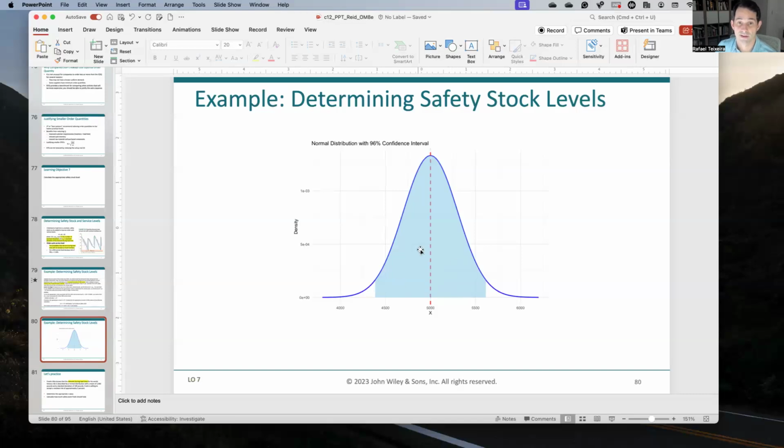Okay, and this entire area is 96%. Of course, if it is below 4,000 and something here, they will have enough to protect. What they don't have is when the demand exceeds that variability. Okay, so that's it for this safety stock issue.